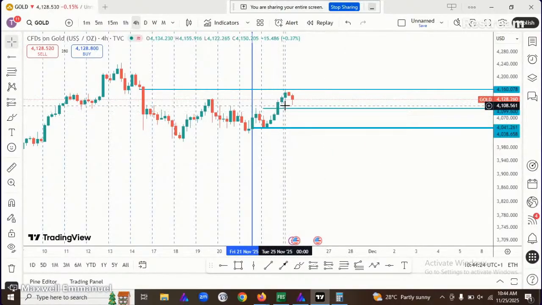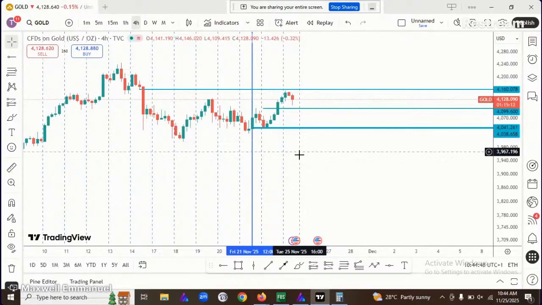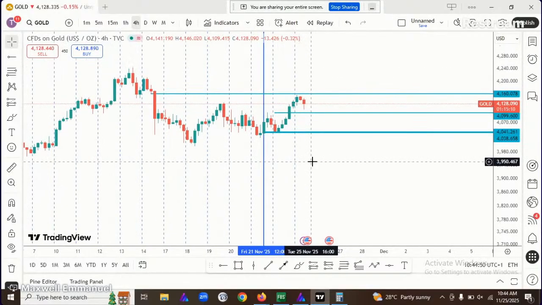So I would love to look for my buys at this level or below this level. This is where I'll be looking for my buys. Price to come test this level or go below this level. If it goes below this level, I will look for bullish reversal pattern. If it tests this level and a bullish reversal pattern forms after it tests this level, I will buy gold. I hope that is clear. That's my position on gold.